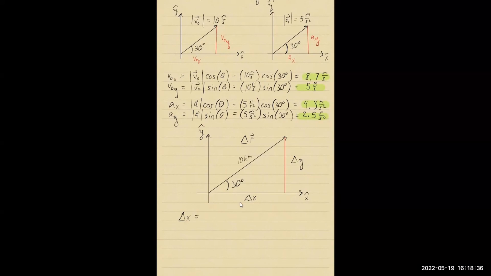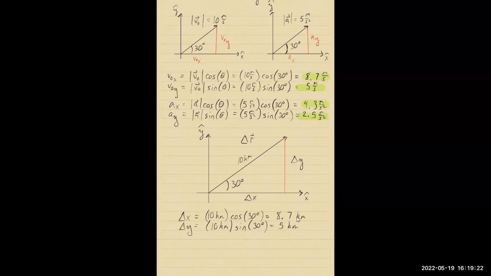So our displacement in the x direction, delta x, is going to be equal to the magnitude of our displacement vector, which is 10 kilometers, multiplied by cosine of 30 degrees. Right. So this is going to be equal to 8.7 kilometers roughly. And then we can do something similar with y to find our displacement in the y direction. That's equal to the magnitude of our displacement vector times sine of 30 degrees. And that's going to be equal to about 5 kilometers, which is all well and good.